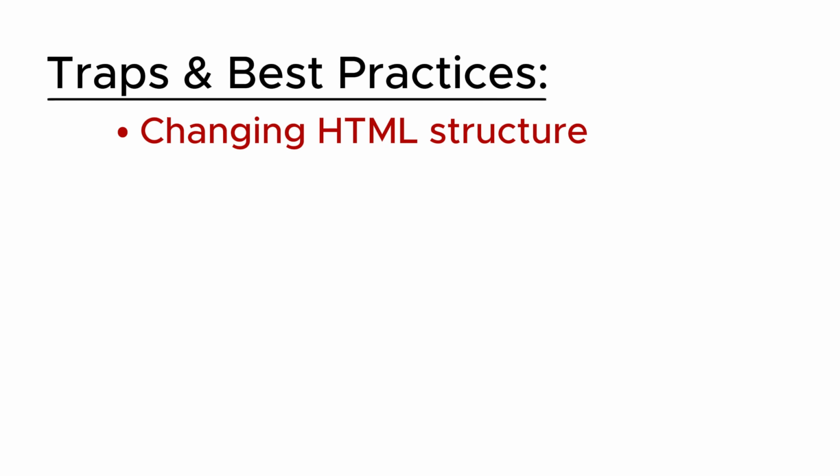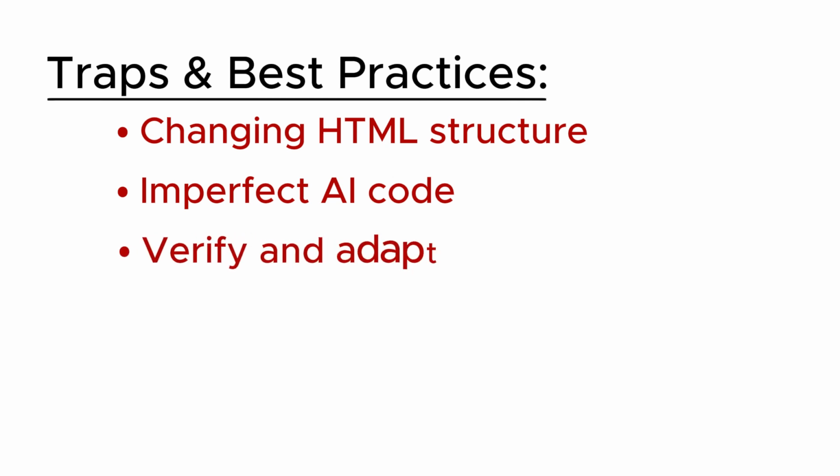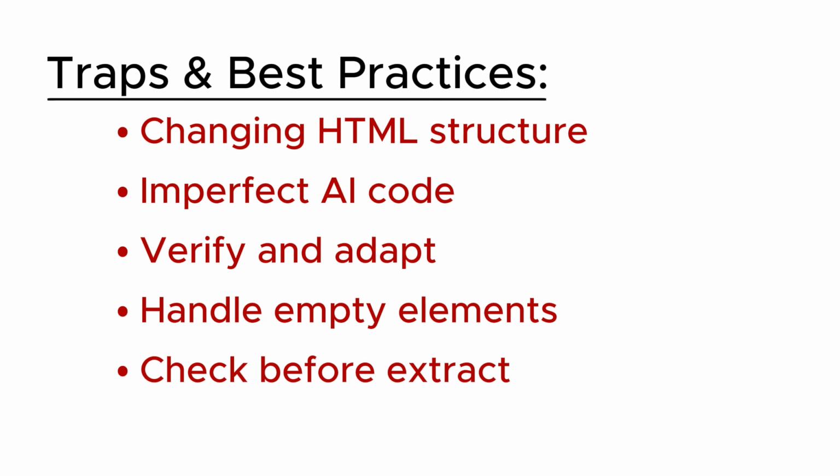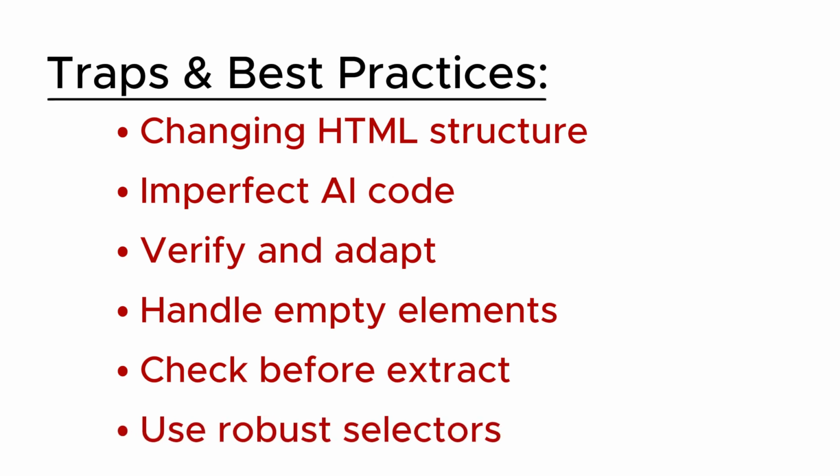When extracting data, be aware of a few common issues. Websites can change their HTML structure, which can break your scraper. AI-generated code, while useful, may not be perfect. Always verify the output and adapt it. Also, be careful with empty or non-existent elements. Trying to access a .text attribute on a None object will cause an error. Always check your element before trying to extract data. It's also a good practice to use CSS selectors or other more robust methods if simple tag and class names aren't unique enough.